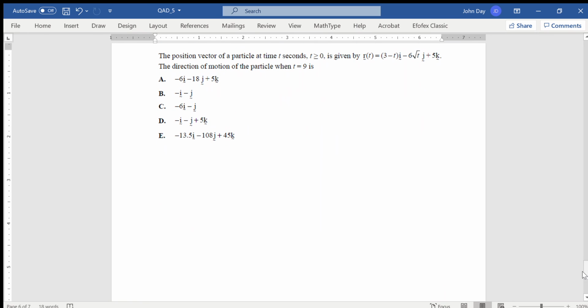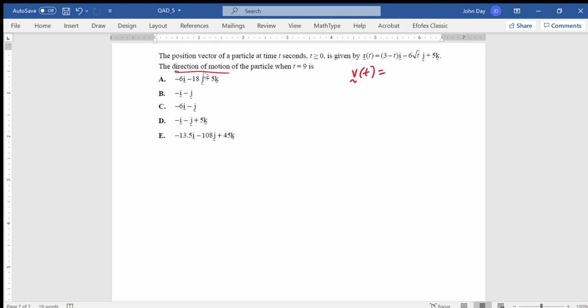Okay, the position vector of a particle at time t seconds, where t is positive, is given by that. What's the direction of motion? In which way is it moving? Well, that's the velocity vector. So we differentiate to get the velocity vector. For the velocity vector, you just differentiate each of the directions individually with respect to t.